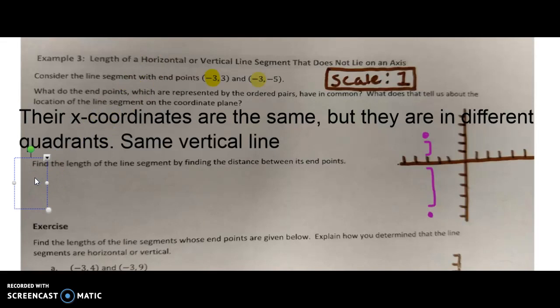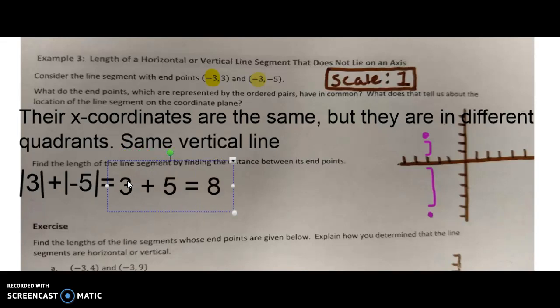So let's go ahead and talk about the length here. I know that I have to find the absolute value of 3 plus the absolute value of -5 and figure out what that's going to equal. Do not forget your absolute value symbols. So absolute value of 3, absolute value of -5. So that's going to equal 3 plus 5, which is going to equal 8. So my final answer here is 8.